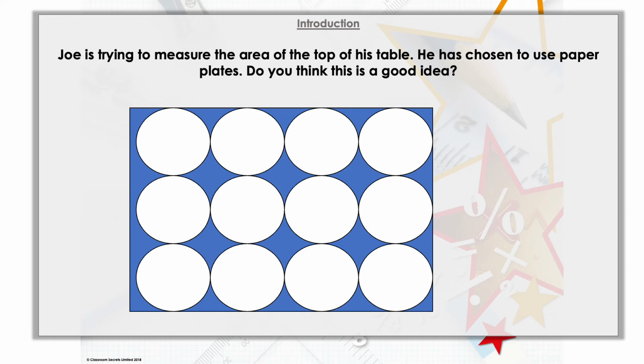Okay, so Joe is trying to measure the area of the top of his table. He has chosen to use paper plates. Do you think this is a good idea? No. And we've already said that the best way would be to use something like a square, wouldn't it? Because then it would fill up every bit of space on the table. Yeah, because you can see the paper plates, really, you can see that there's lots of space there.